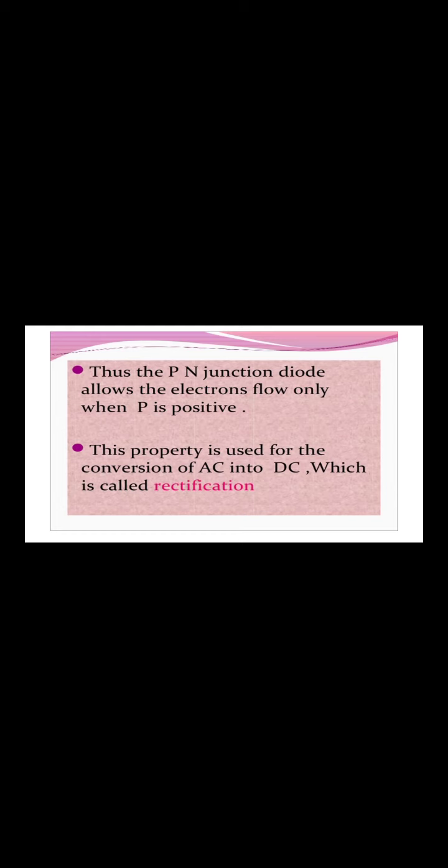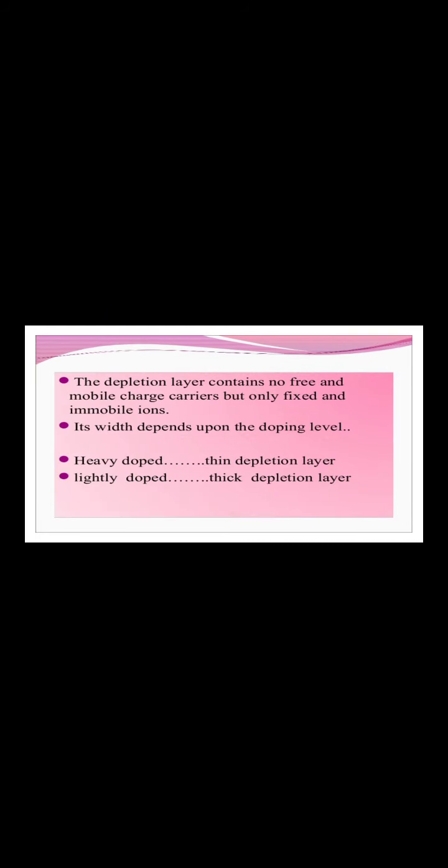The conversion of AC into DC is called the rectification process, and this process is done only by using a diode. A diode is a semiconductor device. It acts as a switch.